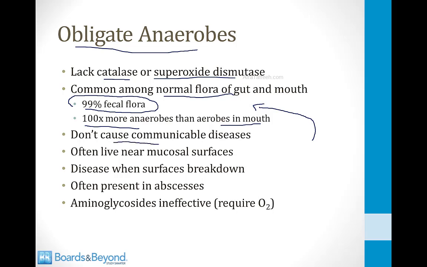In general, they don't cause communicable diseases because it's hard to transmit them from one person to another. As I said before, they often live near the mucosal surfaces, and the main time when these bugs cause infection is when surfaces break down. So you often find anaerobes in abscesses. You can imagine that if you've got anaerobes living on the surface of your mouth and you develop a dental abscess, those anaerobes can get inside, and there's very little oxygen inside those abscesses, so they can grow and thrive and cause symptoms.